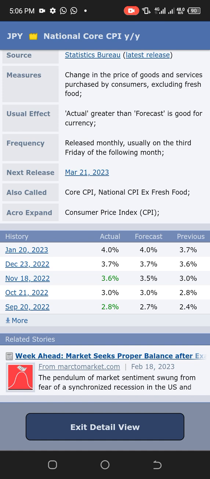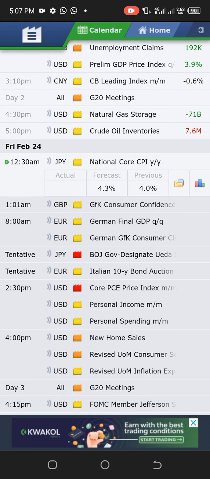You can see the last time the news was released, what it was. Everything is just transparent. The most important thing is the ability for you to understand it. Now we move ahead to the next thing. After knowing this, you exit the details. So exit detail. Now actual, forecast, previous, the folder.